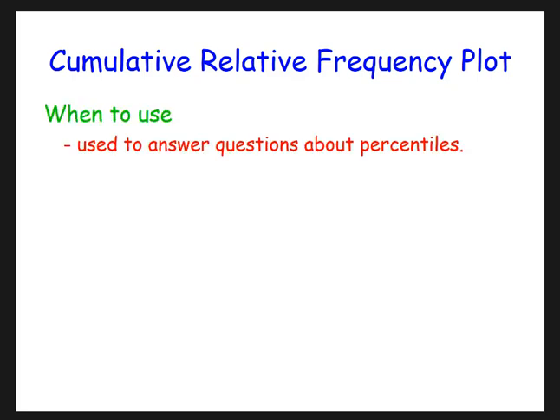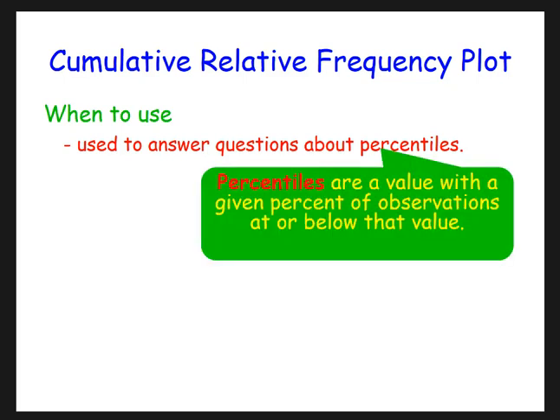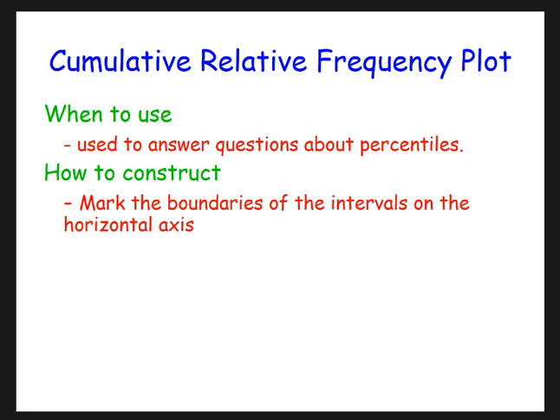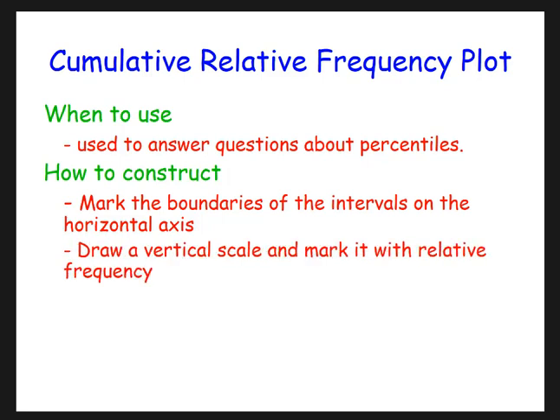Cumulative relative frequency plot. When to use? Used to answer questions about percentiles. So that cumulative frequency builds from 0 all the way up to the total. For relative frequency, it builds from 0 all the way up to 1 or 100%. Percentiles are the values of the percent of the data that is below a given observation. How do we construct it? Well, we use our frequency table and we make those relative frequencies, and we construct basically a bar graph or histogram off of that.